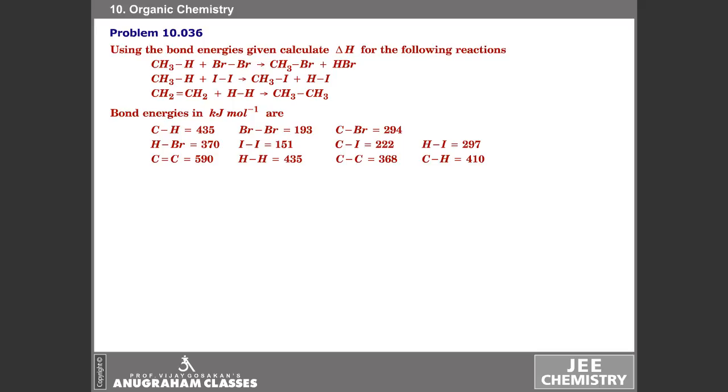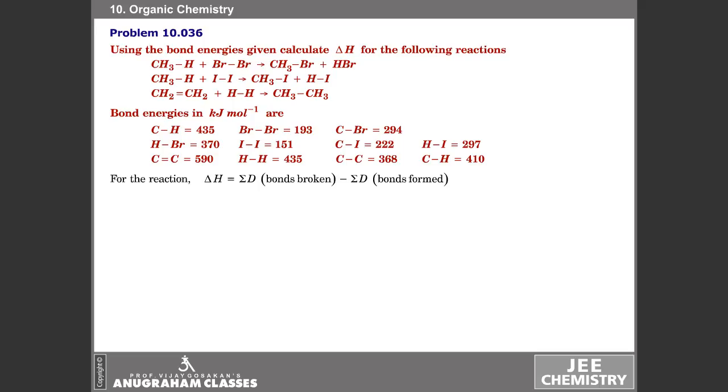In general, if you have to calculate delta H for a reaction, it is given by the sum of the energy required to break the bonds minus the sum of the energy released in the bonds formed. That is, sigma bond energy broken minus sigma bond energy formed.